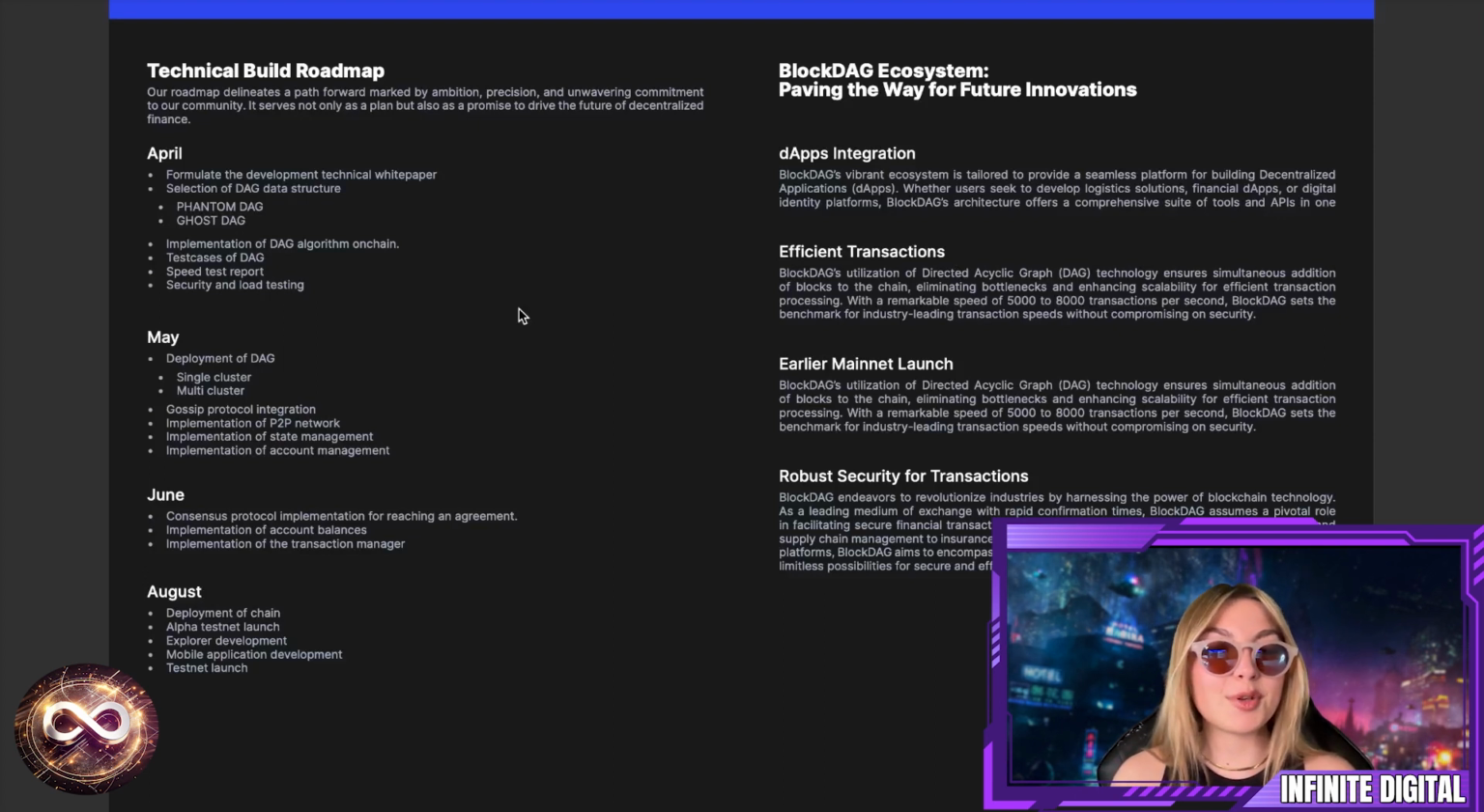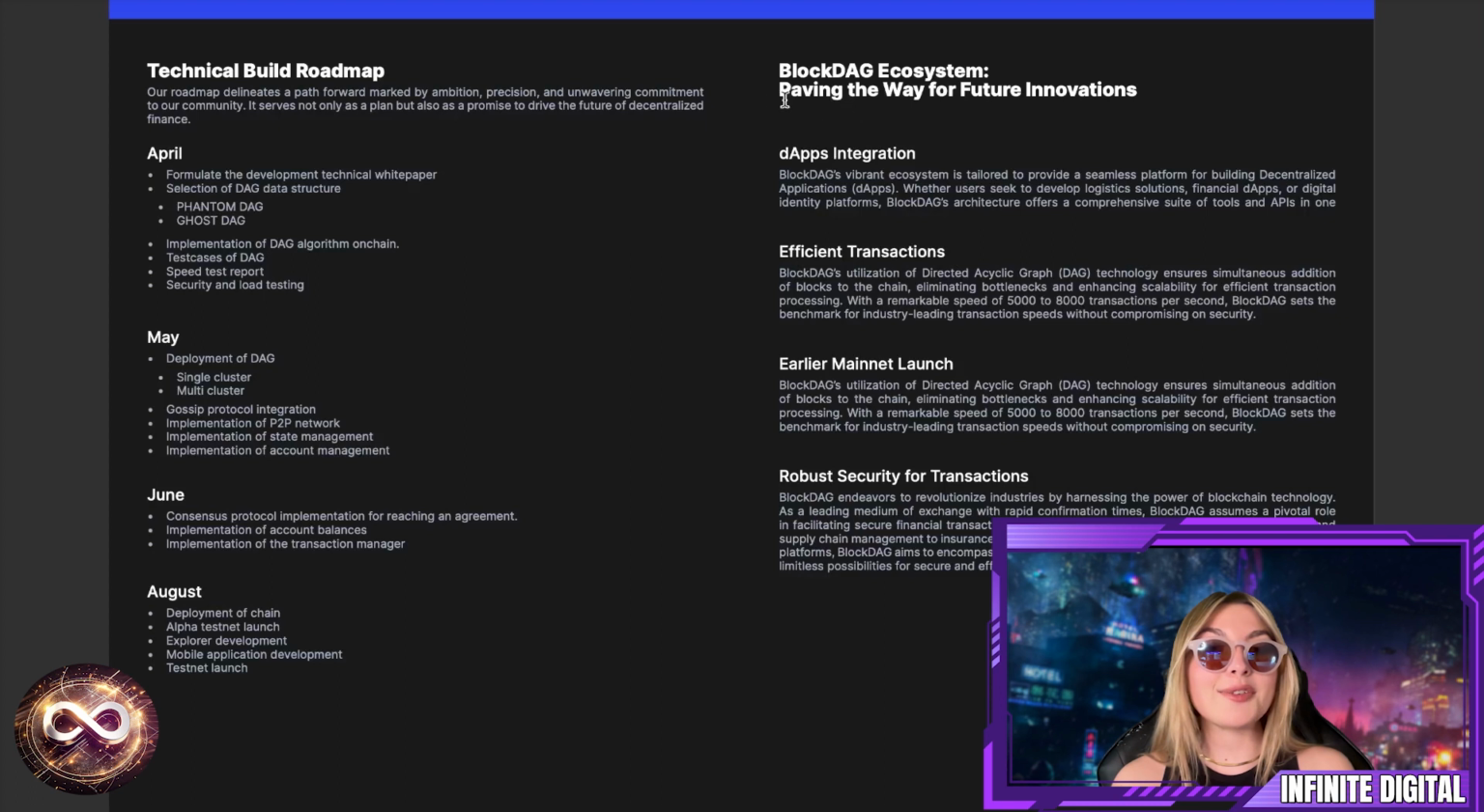June is consensus protocol implementation for reaching an agreement, implementation of account balances, implementation of the transaction manager, and August, deployment of chain, alpha testnet launch, explorer development, mobile application development, and testnet launch as well. The mobile application development I am most excited for, and I'm sure that you guys are as well. So definitely stay tuned for everything further that's going to be happening, because it really is going to be an insane road and you would not want to miss out on everything going on. So definitely keep that in mind.